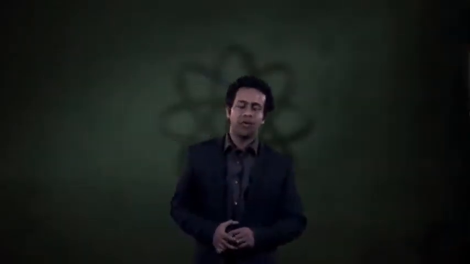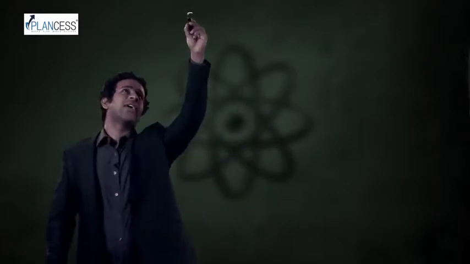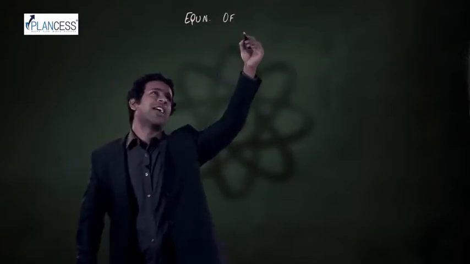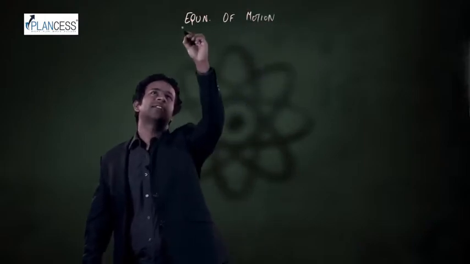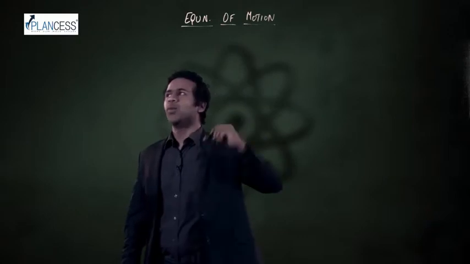Hello there. So far we have learned about the parameters that are used to describe motion. Now we will see the three equations that relate these parameters. These equations are known as equations of motion. So there are three equations of motion that relate these parameters. Let's start with the first equation.